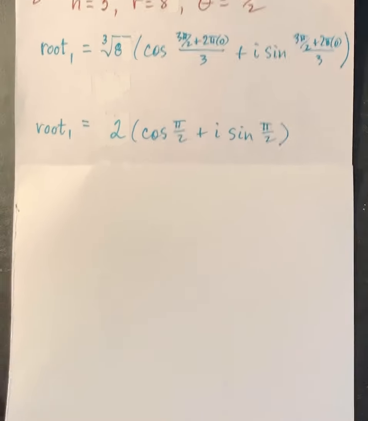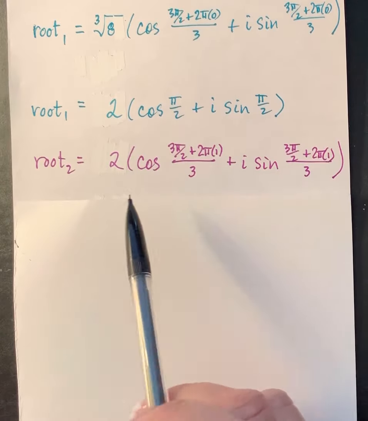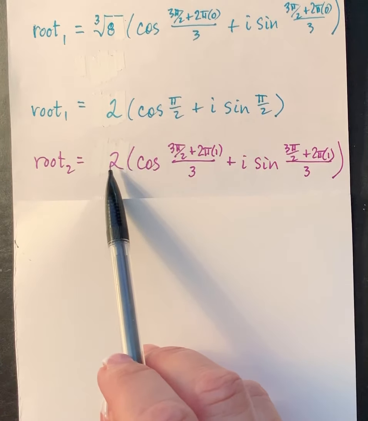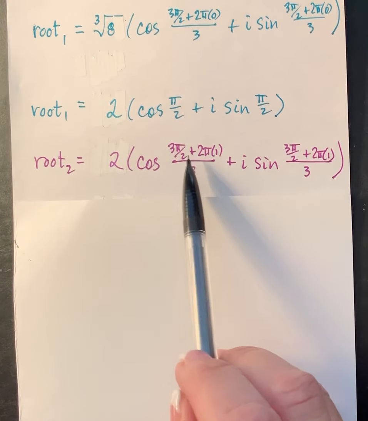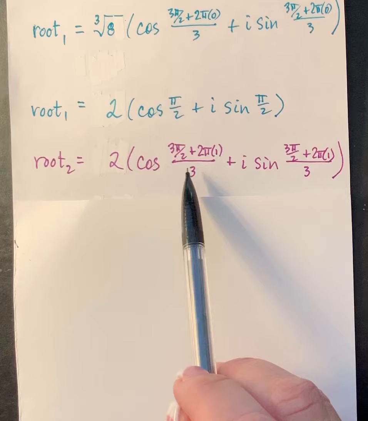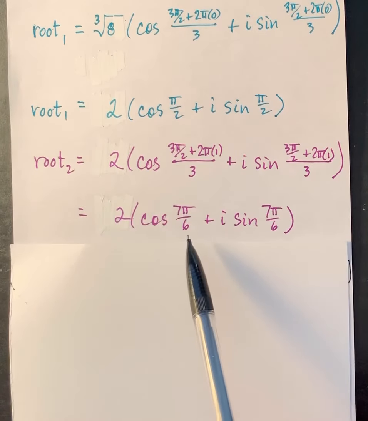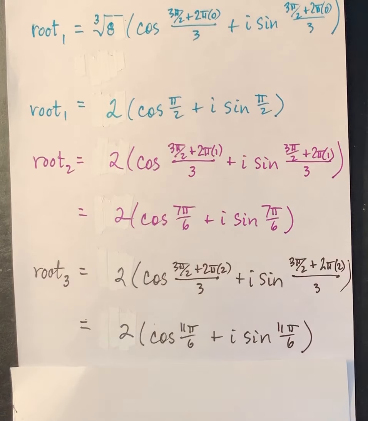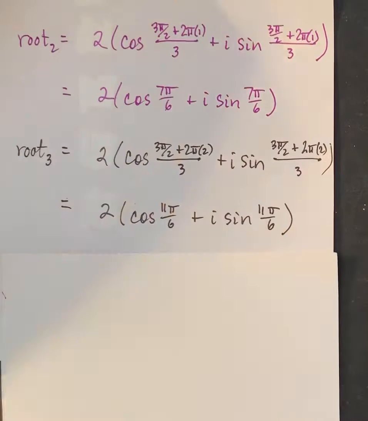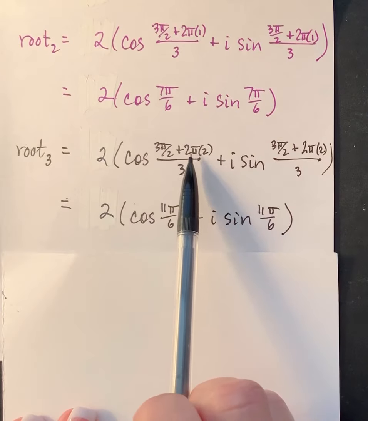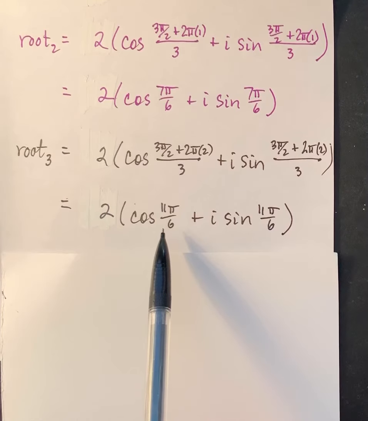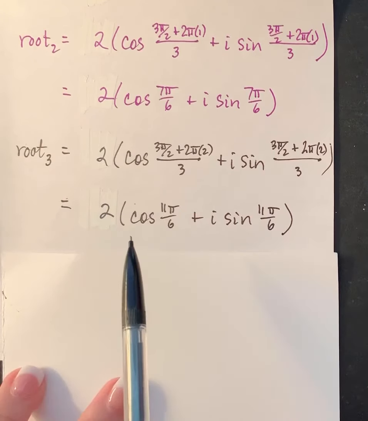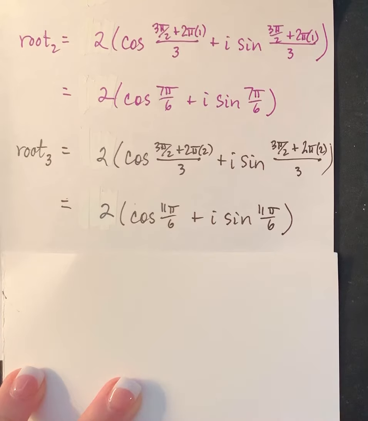That's the first root. And then when you do the second root, it's going to have the same modulus as the first root, so it'll be 2. You'll be doing, for the angle, 3 pi over 2 plus 2 pi times 1. And then that divided by 3. And that will work out to be 7 pi over 6. And then the third root, when you go through its paces, the only different part is you'll be adding 2 pi times 2, but this will finally work out to be 11 pi over 6. So we have the 3 roots in their trig form.